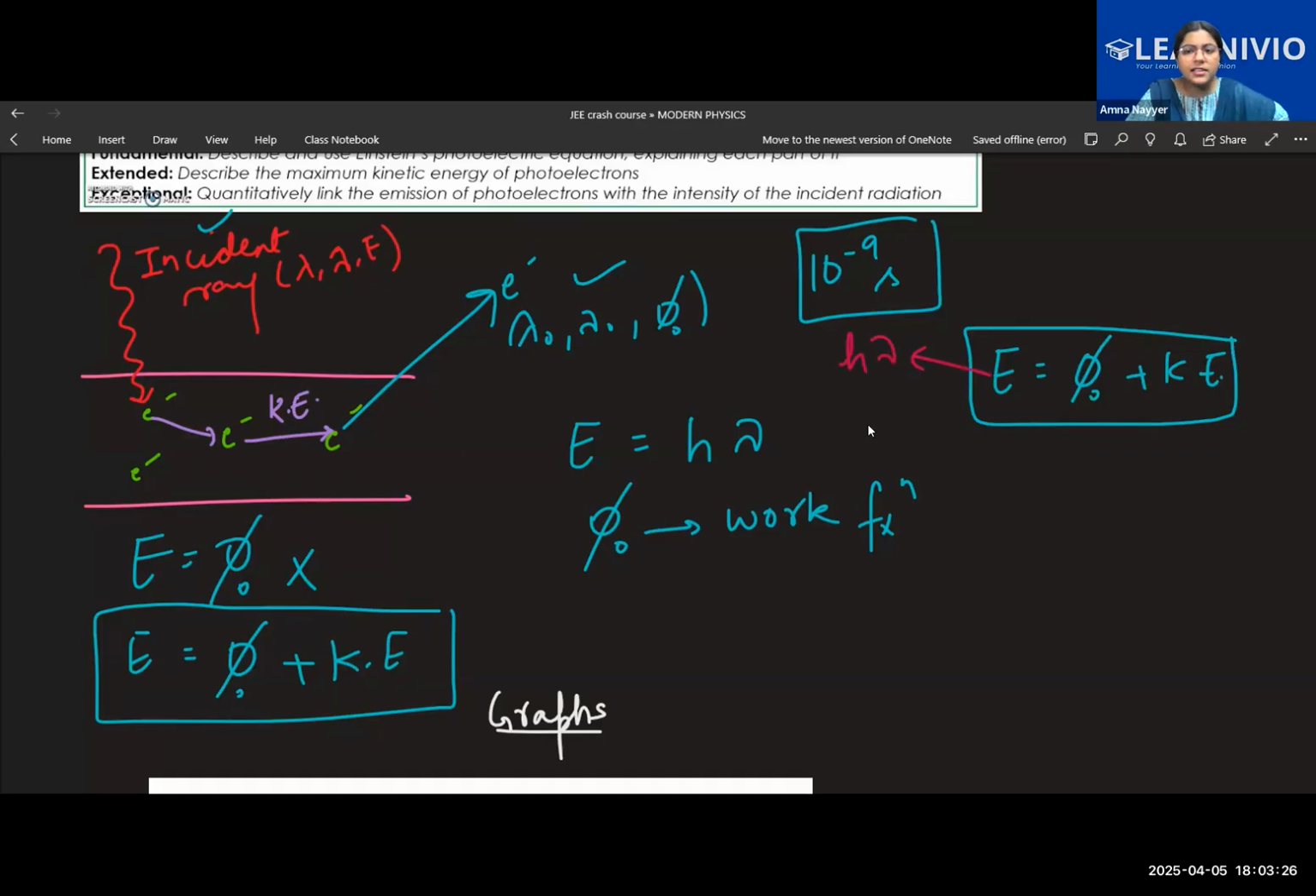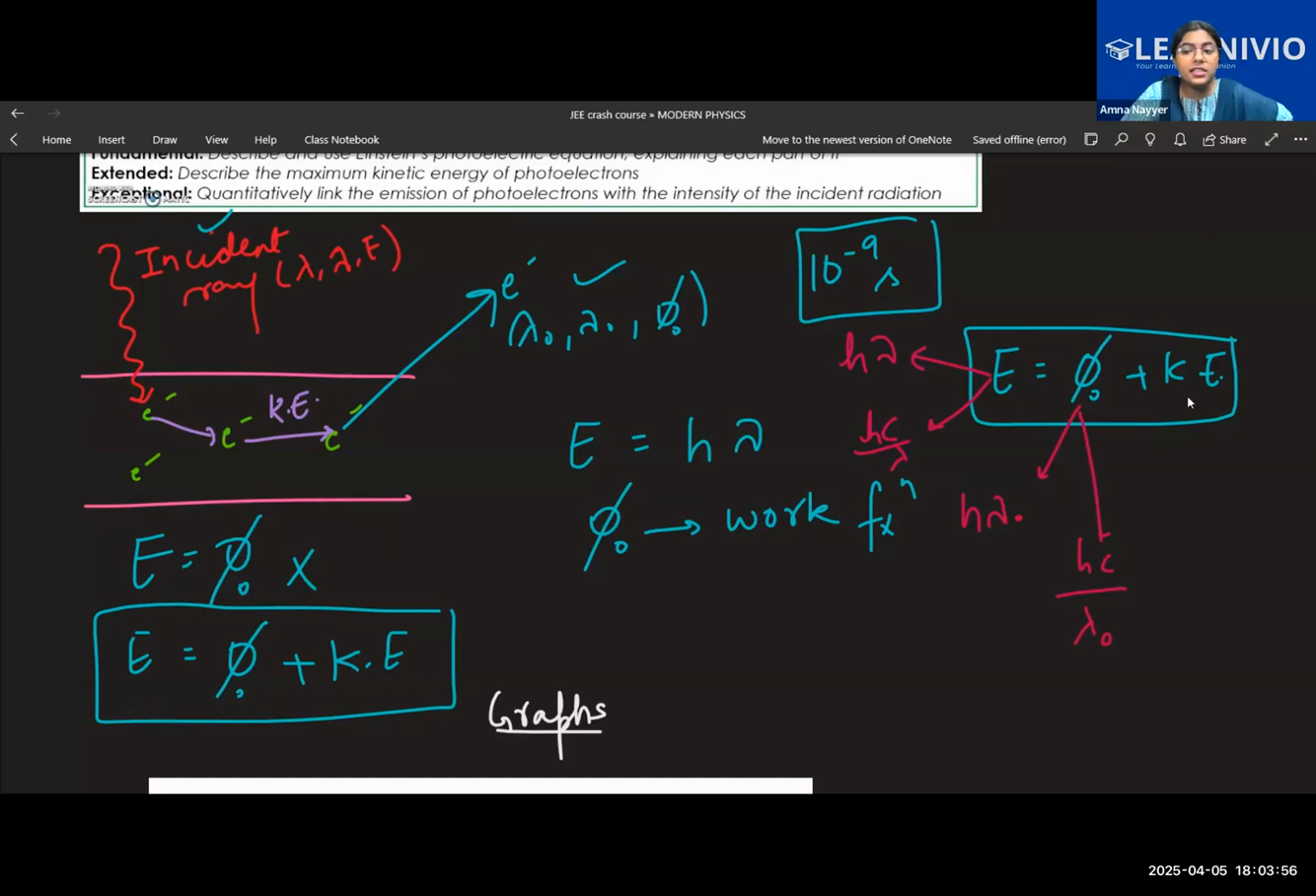If wavelength is given, use hc by lambda. For work function, meaning the threshold energy, use h nu naught or hc by lambda naught, because work function is the threshold one. This is the threshold energy, so it will use the threshold frequency or threshold wavelength. Depending upon your question, you can frame any equation now.